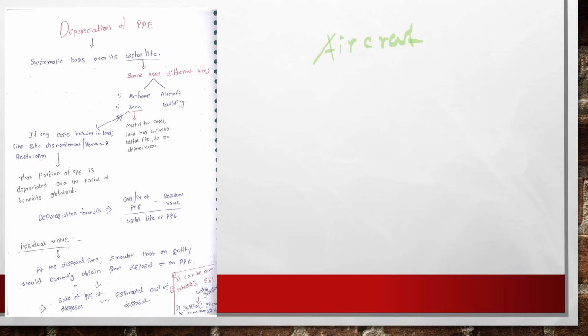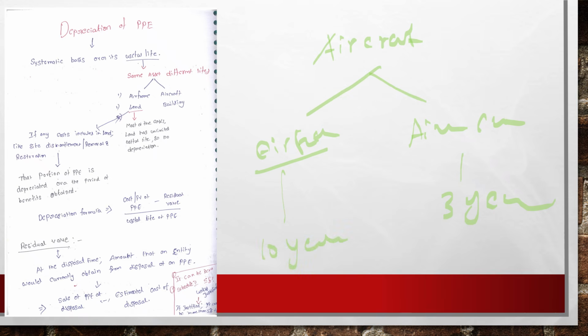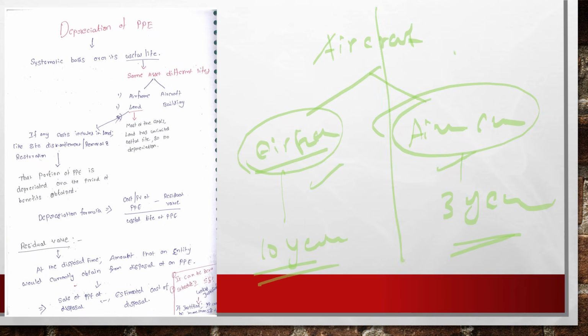In an aircraft there is an airframe and aircraft mission equipment. The aircraft mission equipment is generally replaced in 3 years, but the entire frame and the windows you can use for 10 years. So you should allocate the depreciation over different useful lives for the different parts and manners of that particular PPE.